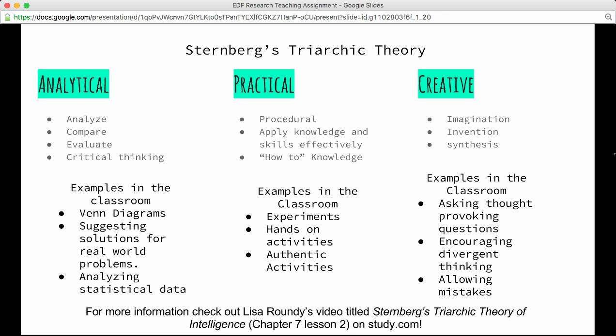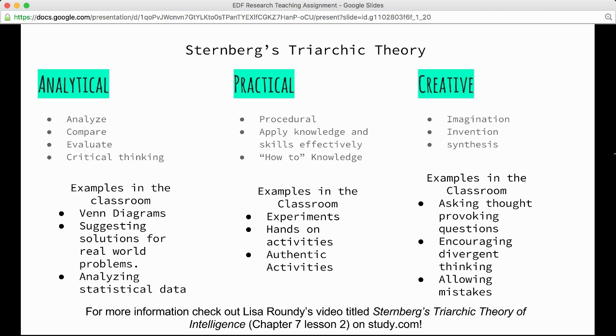Sternberg's theory has three kinds of intelligence. According to Robert Tigner, on Triarchic Theories of Intelligence, Aristotle and Sternberg, analytical intelligence is what we use to analyze, compare, and evaluate, which are all necessary for successful problem solving and involve critical thinking. Examples in the classroom are Venn diagrams, suggesting solutions for real-world problems, and analyzing statistical data.